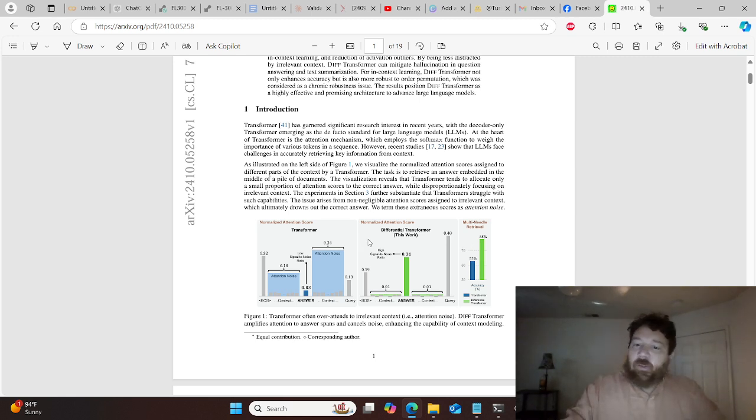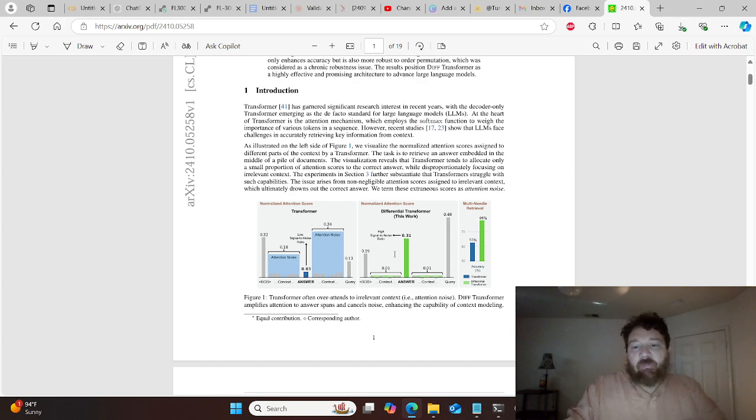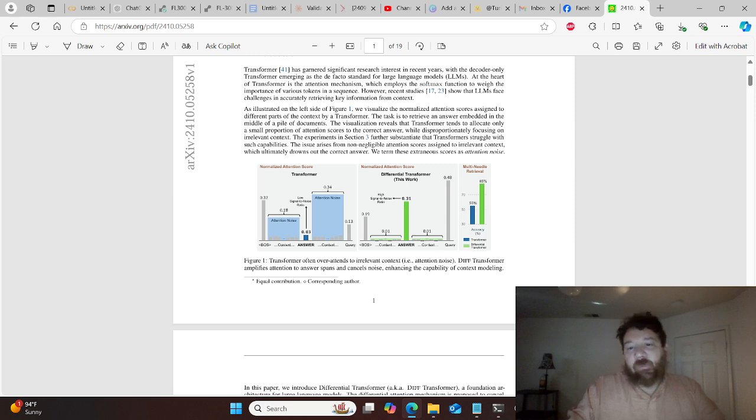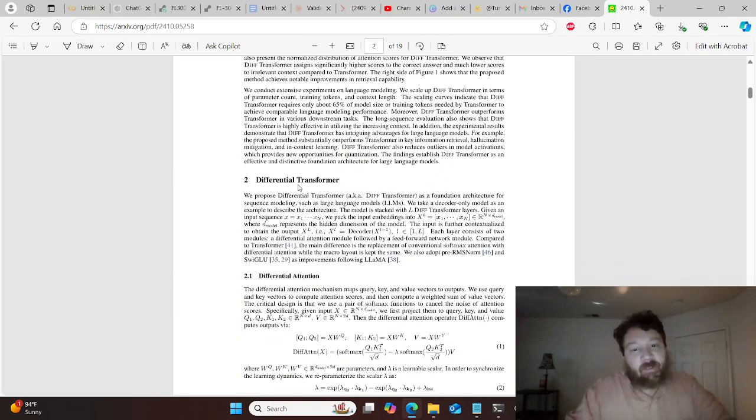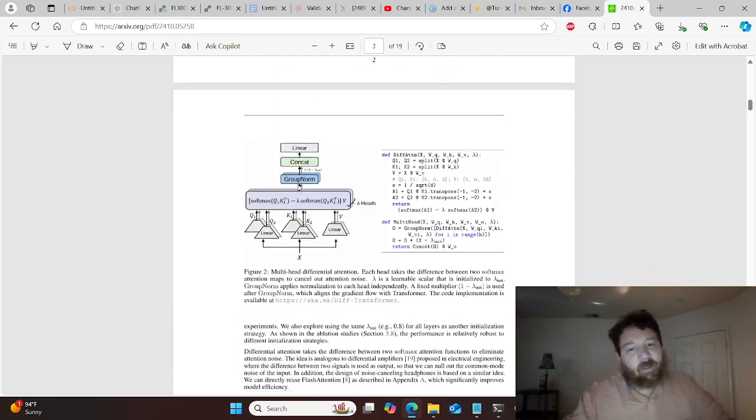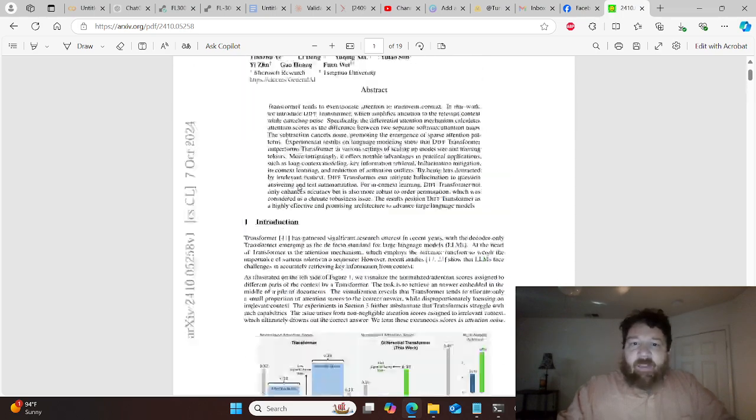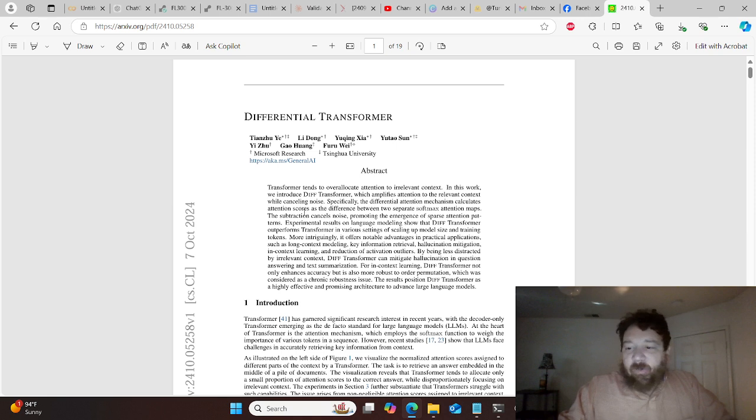You can see the metrics from the paper. Diving in very specifically, they improve the attention mechanism within transformers and eliminate noise within attention. It's interesting, the method that they utilize. This paper comes out on October 7th.